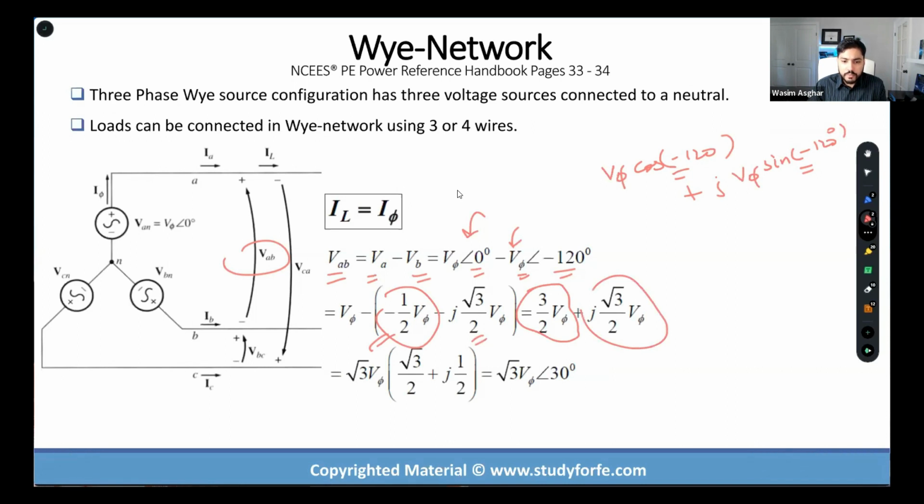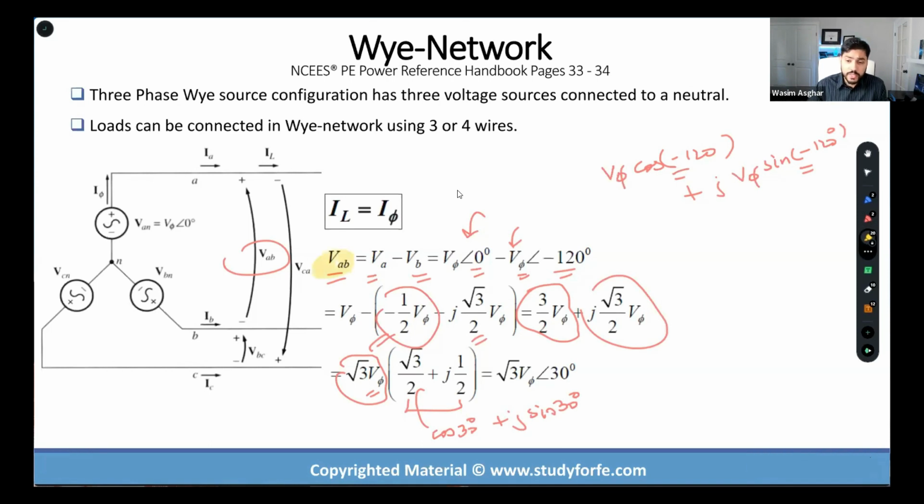And then what you end up with is a square root 3 that can be pulled out, and this is basically a phase angle of 30 degrees, okay? Because square root 3 by 2 is cosine 30 degrees plus j half is basically sine 30 degrees, okay? So this is a very profound result because what it's telling you is that the line-to-line voltage is equal to square root 3 times the phase voltage.